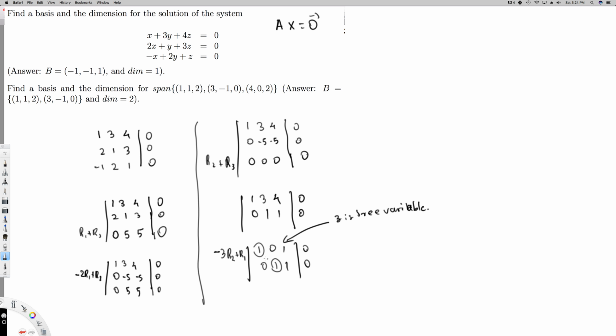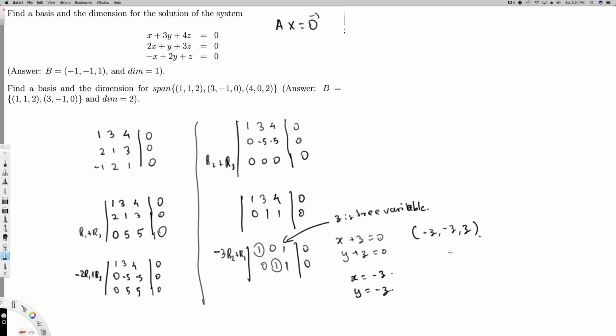So let's form the equations according to this one. The first equation is going to be x plus z is equal to 0. The second equation is going to be y plus z is equal to 0. Then from this I can find x is equal to minus z, y is equal to minus z. So we have to write the answer in terms of the free variable. Therefore x y z is going to be minus z, minus z, and z is going to be z.